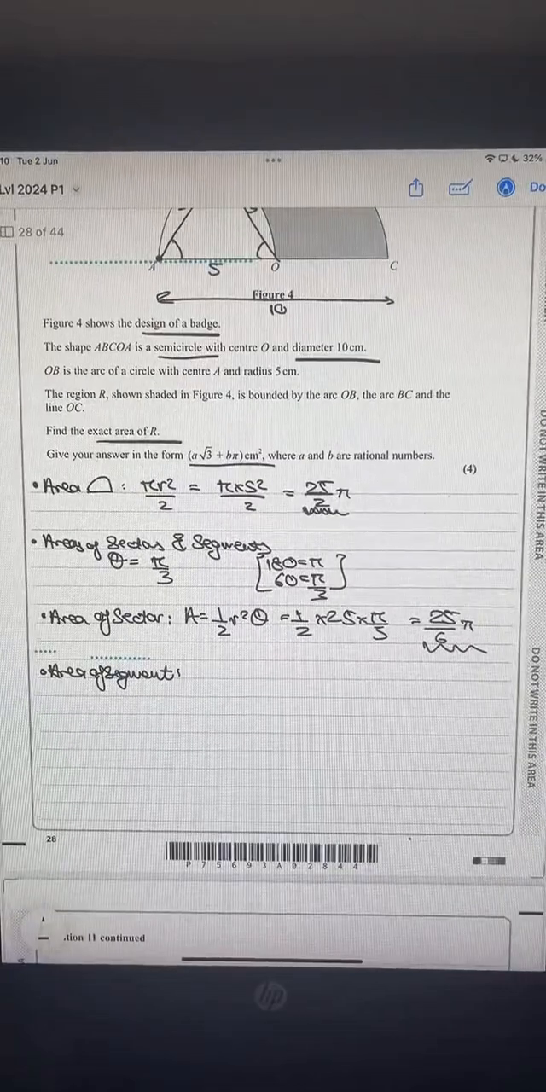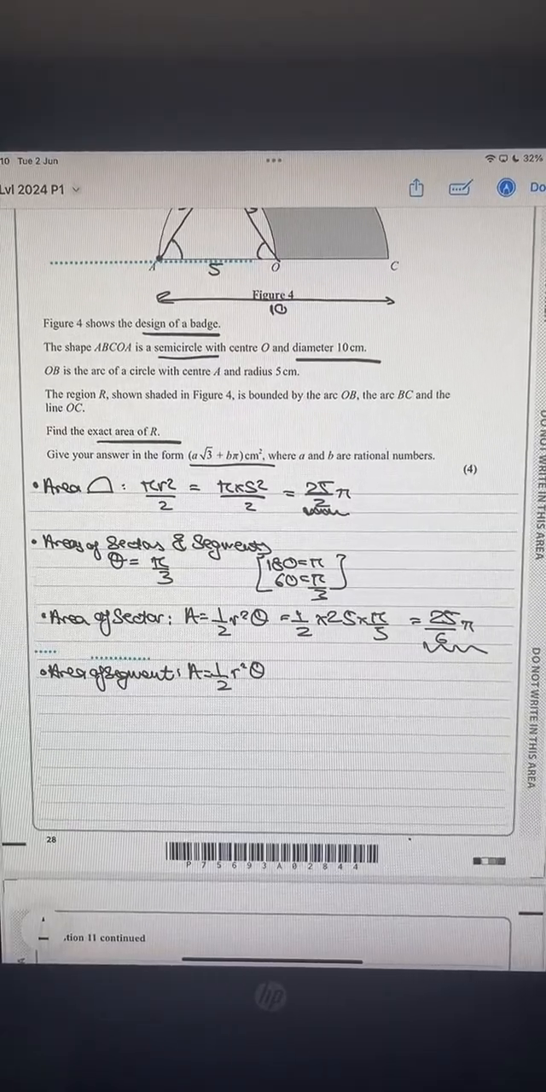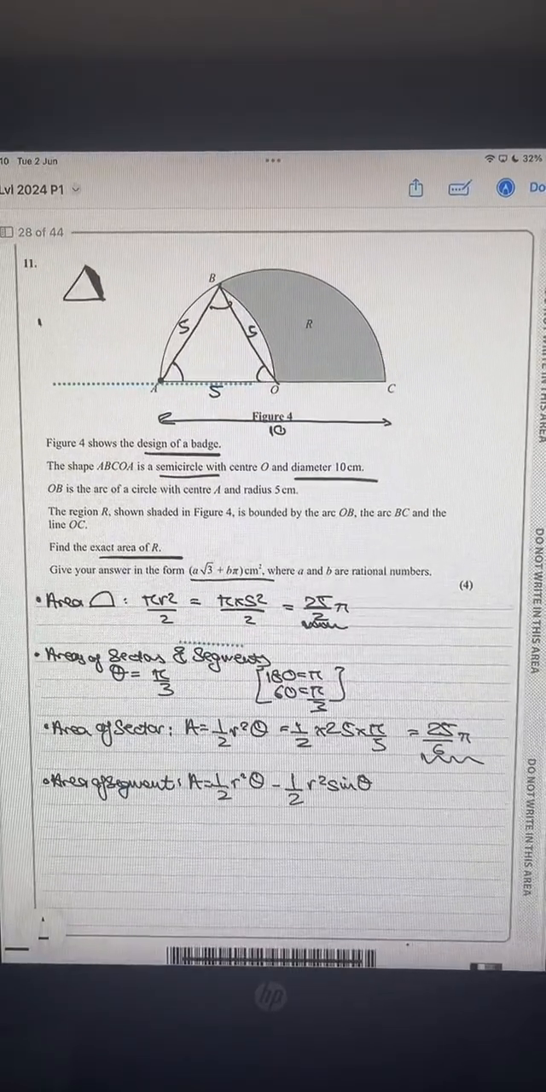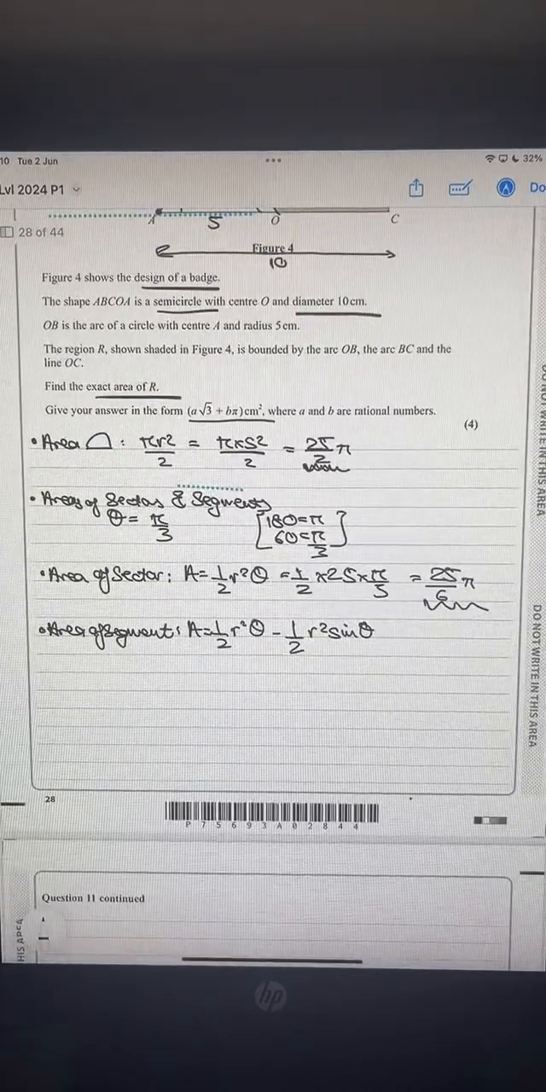Hopefully that helps, Rehan. So area of the segment, A equals a half r squared theta, which is my area of my sector. And like I said, subtract the area of the triangle, which is a half r squared sine theta, because the area of a triangle is a half AB sine C, if C is theta, and A and B are the radius. It's just a half r squared sine theta.